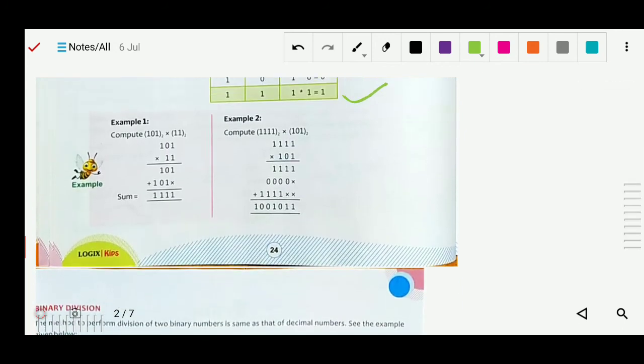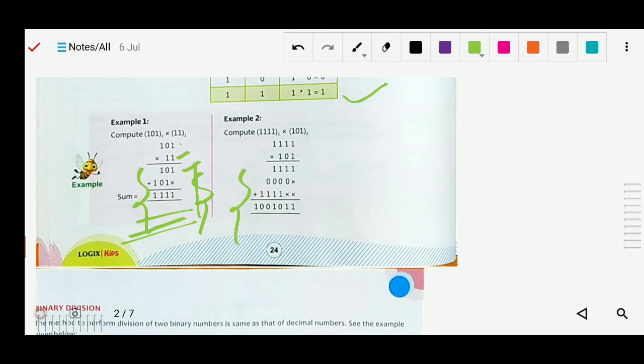See, first you multiply with the 1, 1 0 1. Here is 1 0 1, and now you have to add. Same as the method you learned earlier to add binary numbers, the same method we will use here to add. Check here.